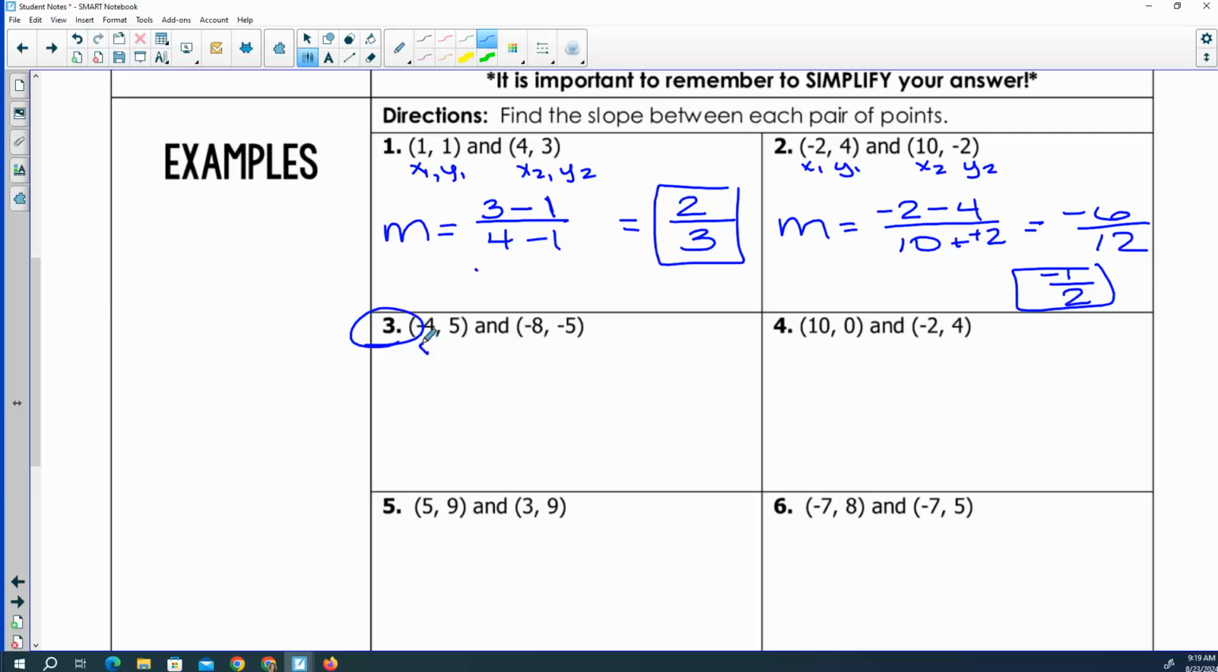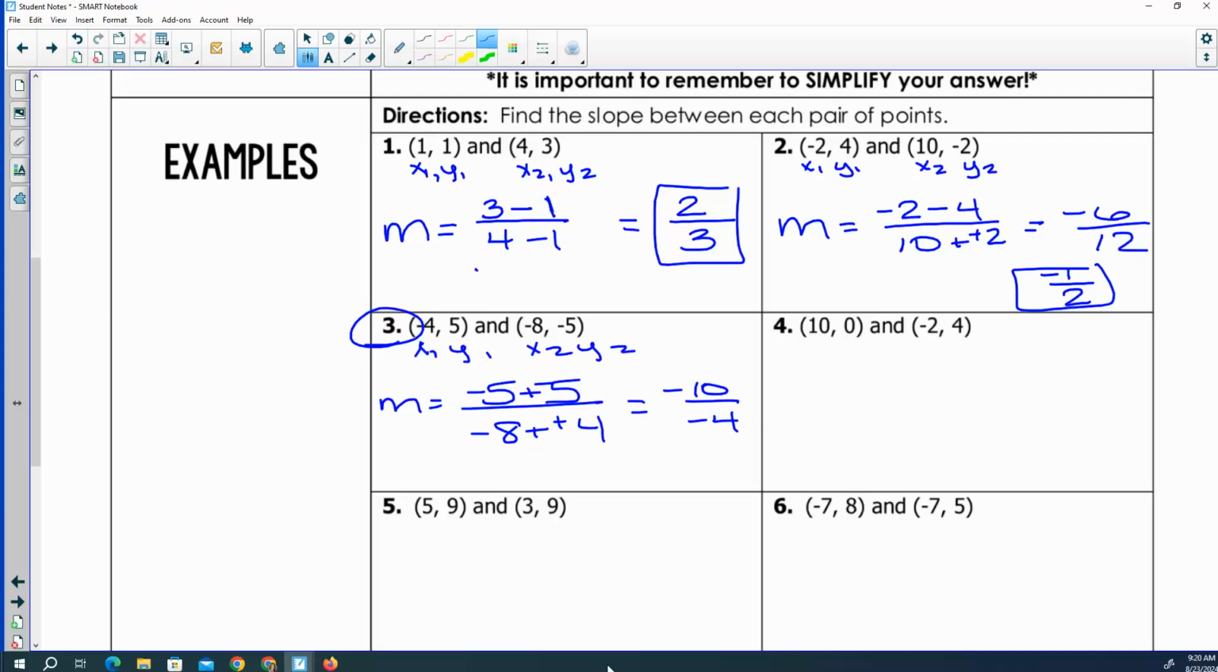So this first point we have x1, y1, x2, y2. When we set it up, y2 is negative 5 minus y1 is 5 over x2, negative 8, minus x1, which is a negative 4. So negative 5 minus 5, that's like plus negative 5. So negative 5 plus a negative 5 is a negative 10. Minus a negative becomes positive, negative 8 plus 4 is negative 4.